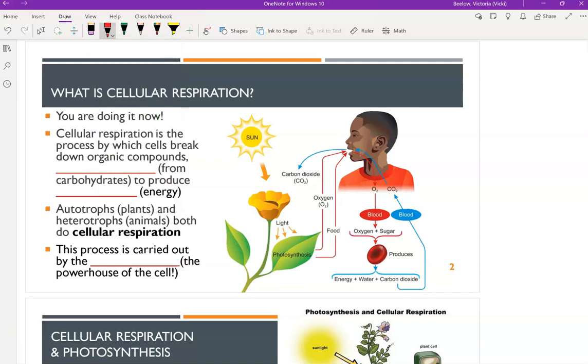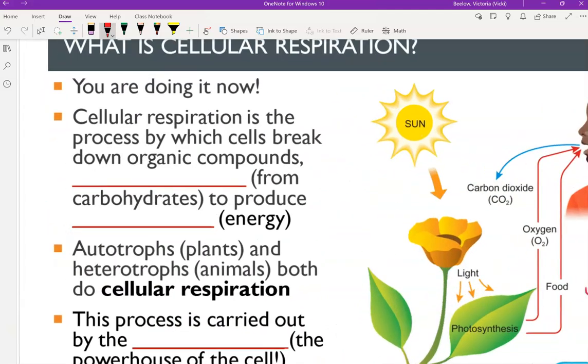It is the process that we do as human beings, and also other animals, other organisms, other eukaryotic cells do this too. And this is the process of taking in oxygen and glucose and using it to make energy for ourselves. So it's the process by which the cells in our bodies break down organic compounds such as glucose.